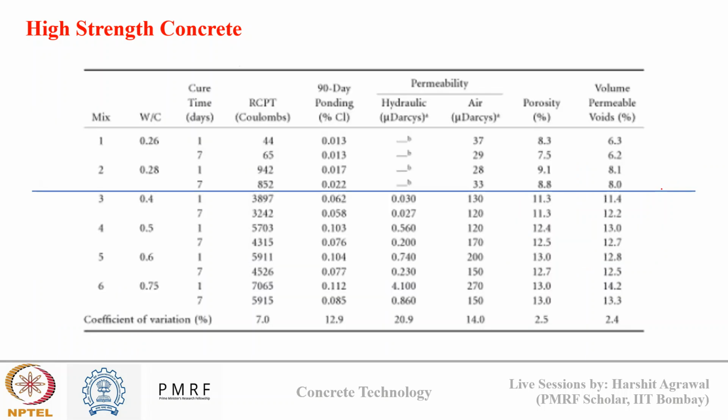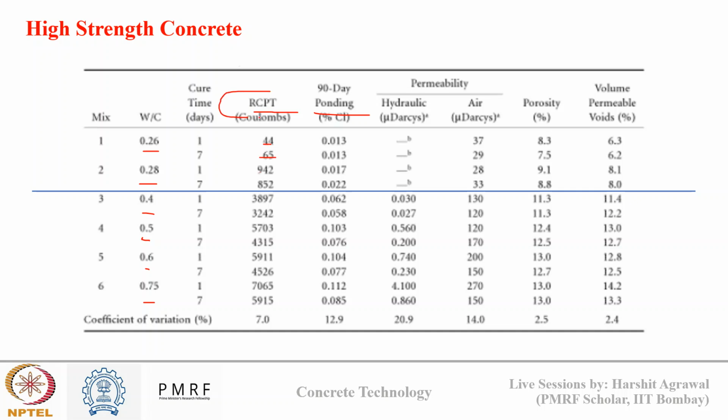Now, how does high strength concrete perform for different properties apart from strength? This table shows concrete with different W by C ratio from 0.26 to 0.75, and you can see different features of the concrete with varying W by C ratio. As you can see, RCPT values are much lower for a low W by C ratio.